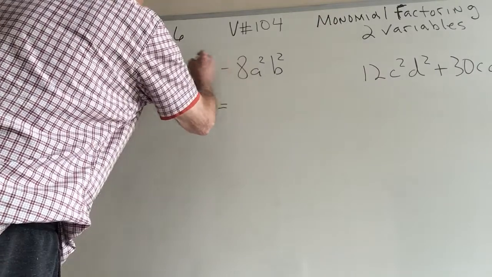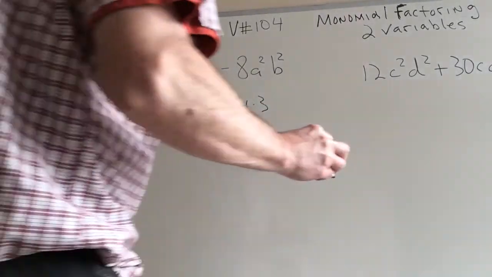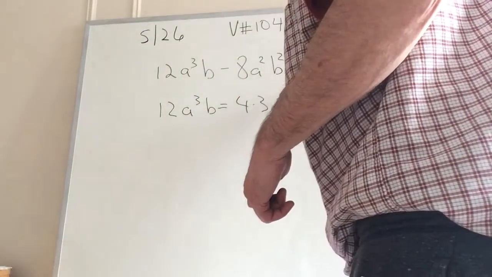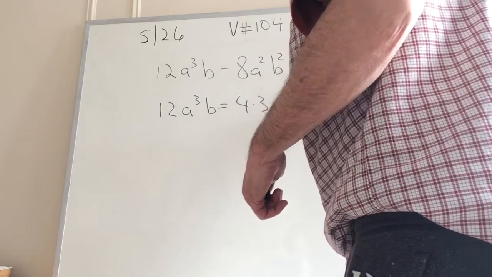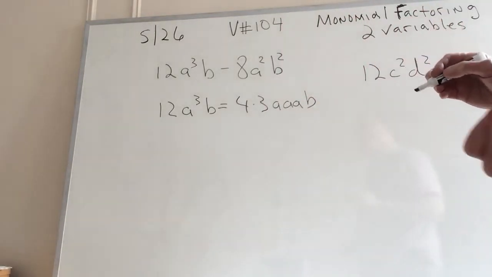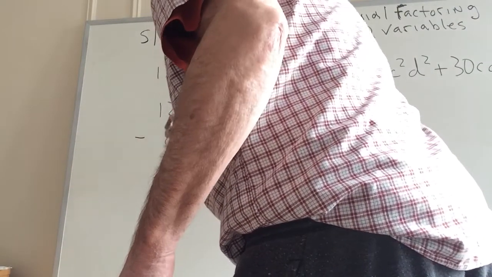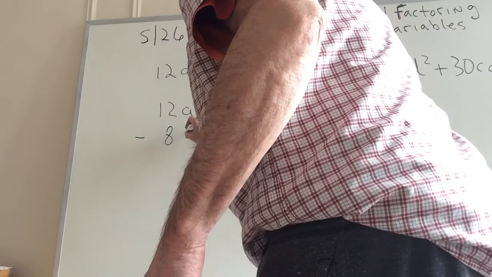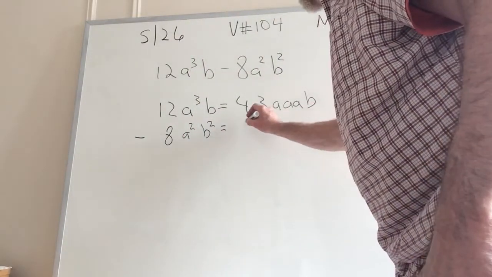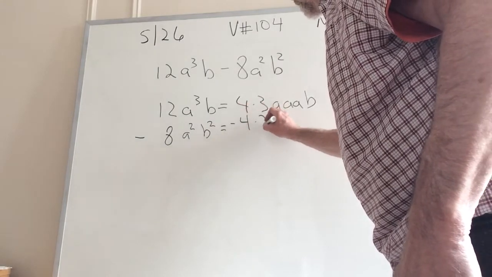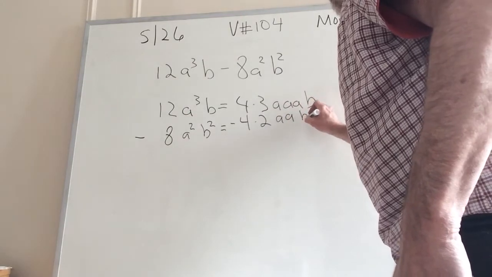And since they share the 4, I'll do it this way because I don't want to make it too tedious. Then this is going to be 3 A's and 1 B. And a lot of times weaker students, or at least until you get a little more practice doing this, write it out. The second term is -8, and that's A squared B squared. And when I write that out, that's -4 times 2, okay? And then there's A, and then B, B.